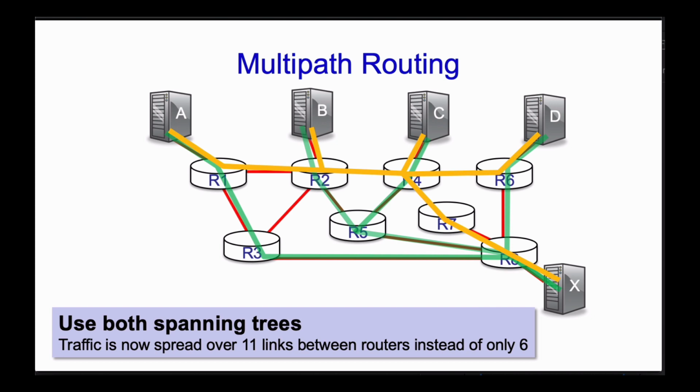In my simple example, traffic sent to X is now spread over 11 links instead of only 6 links if they always followed the green tree. If we're sending the same amount of traffic as before, it means each link will be less congested with traffic going to X.